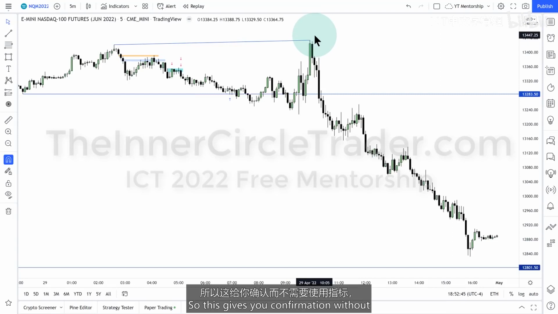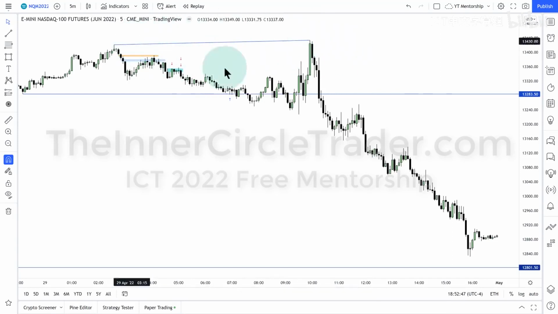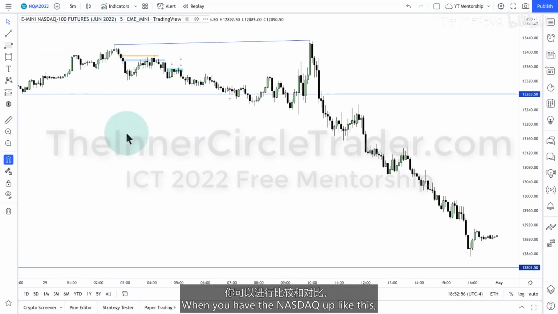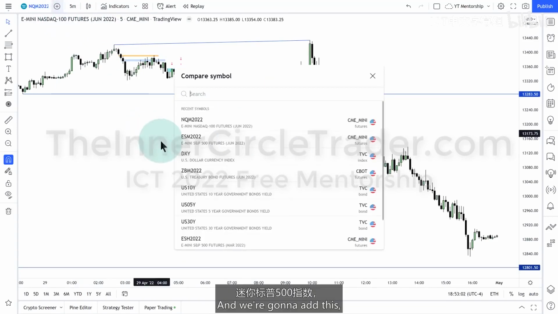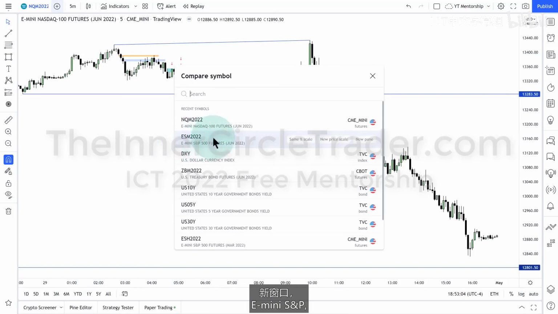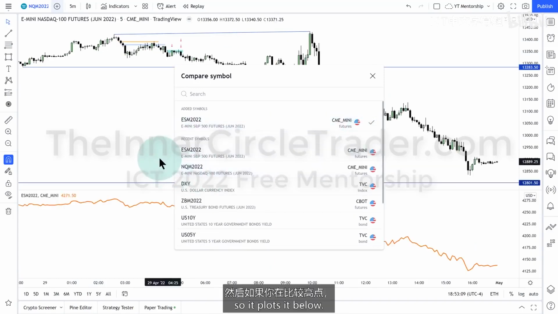So this gives you confirmation without using an indicator, okay, without having anything on the chart. It shows you, well, let me just do it here. When you have the NASDAQ up like this, you can do a compare and contrast by hitting this little tab here. And we're going to add this, E-mini S&P, new pane. So it plots it below.